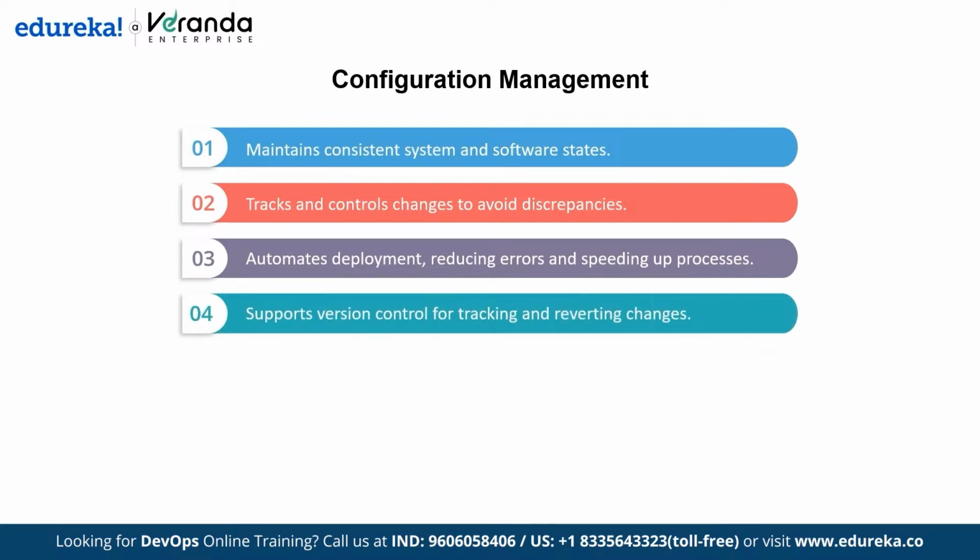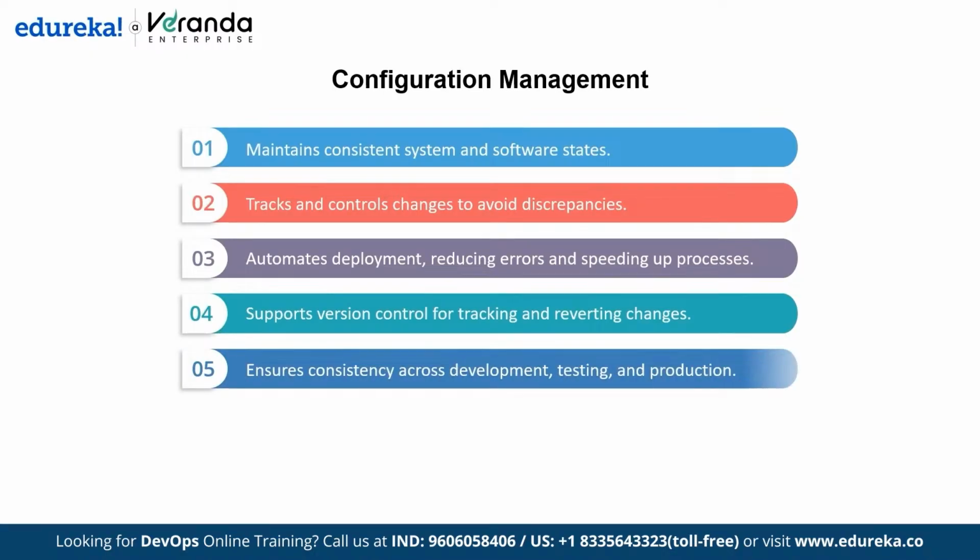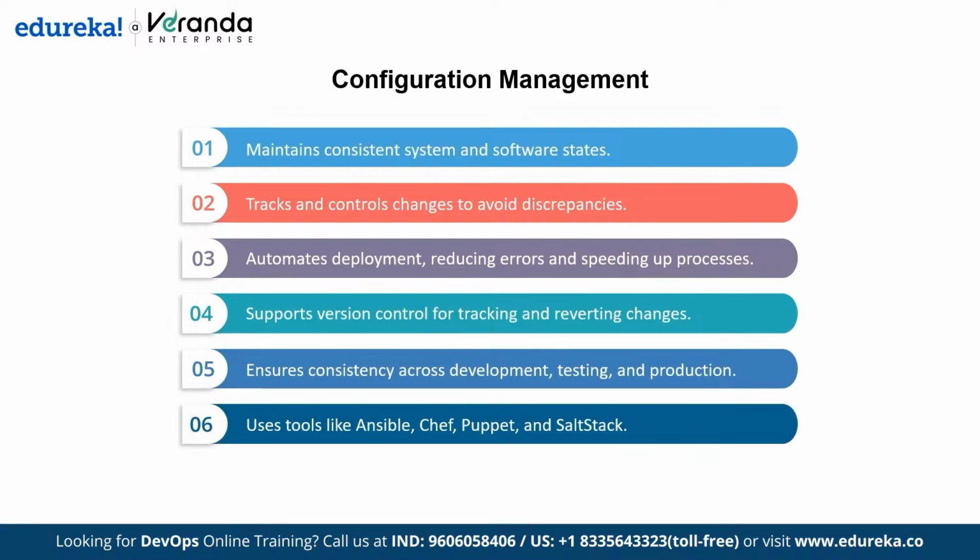It also includes version control, allowing teams to track changes and roll back to previous configurations when necessary. This practice fosters consistency across development, testing, and production environments, ensuring that applications run smoothly regardless of the setting. Common tools used in configuration management include Ansible, Chef, Puppet, and SaltStack, each offering unique features for automating system management and enforcing configuration as code.